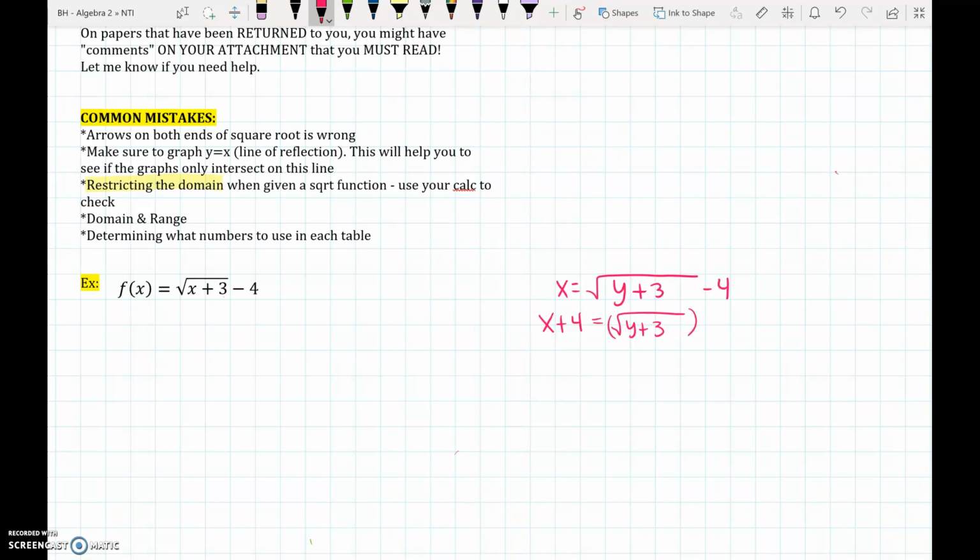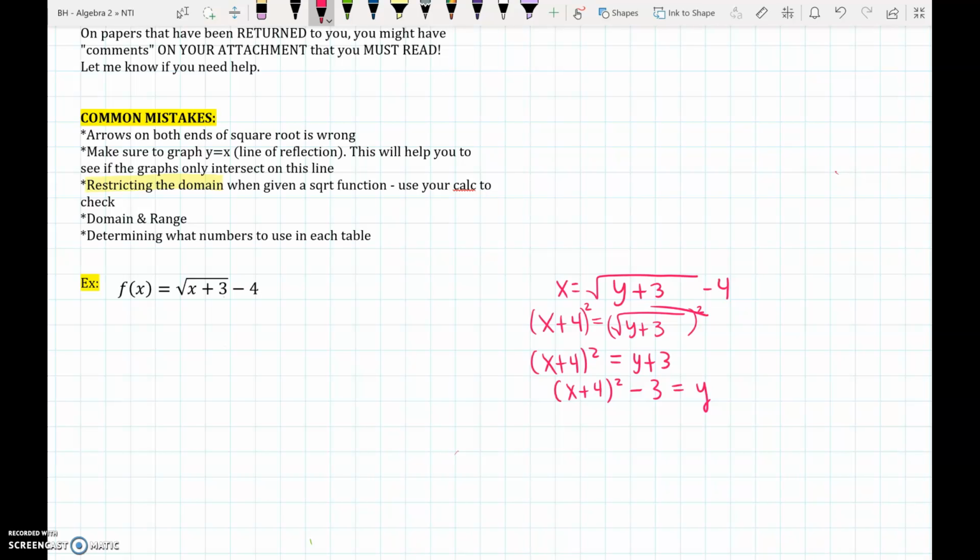The opposite of square rooting is to square. What you do to one side of the equation, you need to do to the other. These undo each other. They're inverse operations. So you're left with x plus 4 squared equals y plus 3. So you just need to subtract 3 from both sides. And you're left with y, which is what we want.